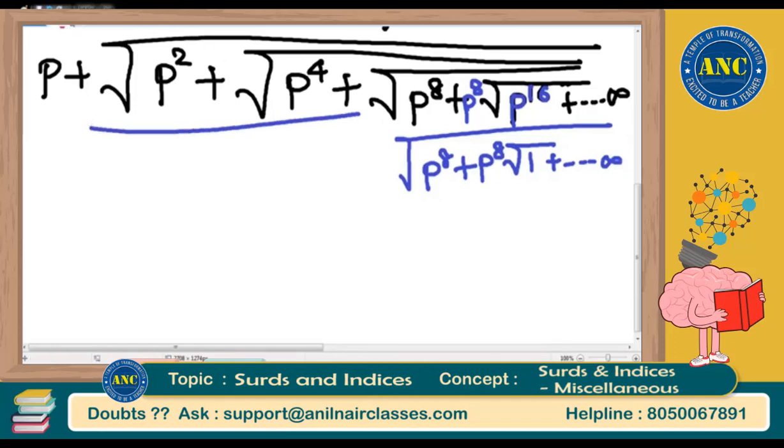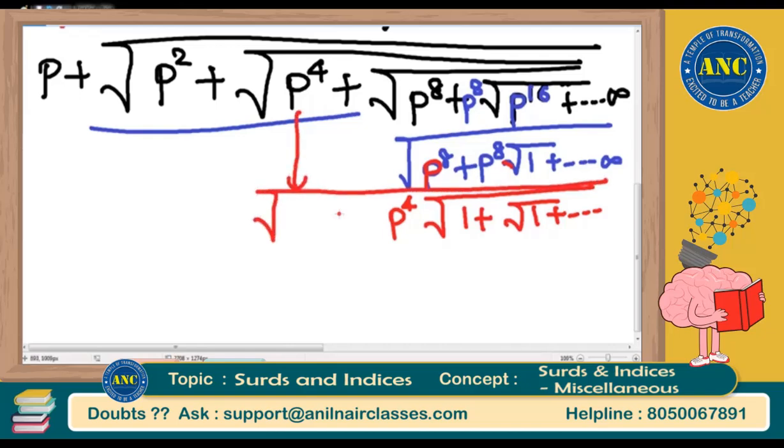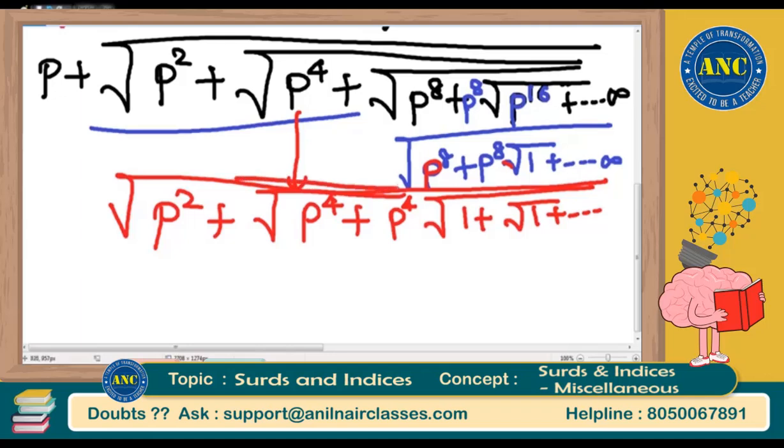Again, the same explanation. This is p power 8. Outside the square root, it will be p power 4. Inside the square root, it will be 1 plus root 1, which I will write as it is, and it continues to infinity. Now write this one: square root of p power 4 plus p power 4 and so on. This p square plus something square root, all these things will remain the same. That will not change.